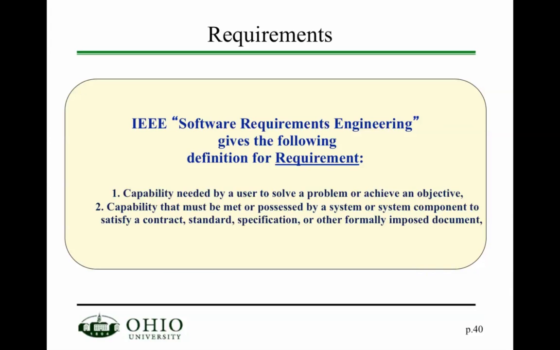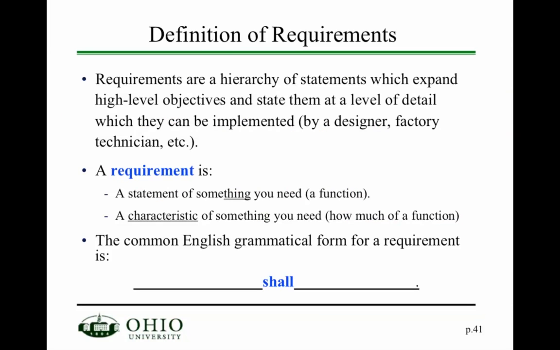exactly? Remember, we saw before that at the system level we typically talk about answering the what question, but when we go towards the component level, we really start talking more about how exactly we're going to implement it. But these requirements are really a hierarchy of statements, and I put this on the next slide. We expand these high-level objectives and state them at a level of detail which eventually can be implemented by a designer, a technician, etc.